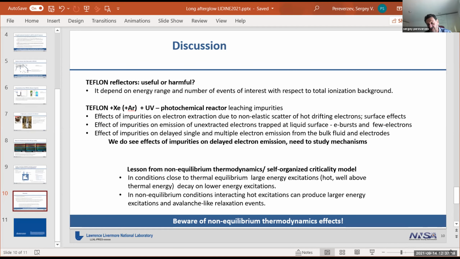So you have low energy excitations, but you are producing excitations of higher and higher energies. And you can have this spectrum of events which is rising towards zero, rising in some polynomial way. So beware of this. This is all I have to present. Thank you for your attention. And questions, please.